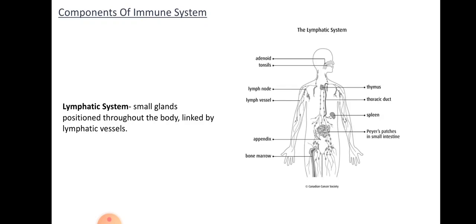Here you have a picture of lymphatic system which starts with the adenoid, tonsils, lymph nodes, lymph vessels, thymus, thoracic duct, spleen, Peyer's patches, bone marrow. So these all form a system called the lymphatic system, which plays an important role in fighting against the pathogens.